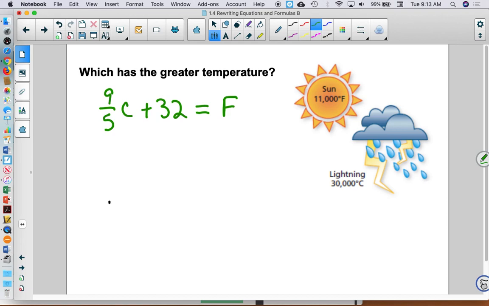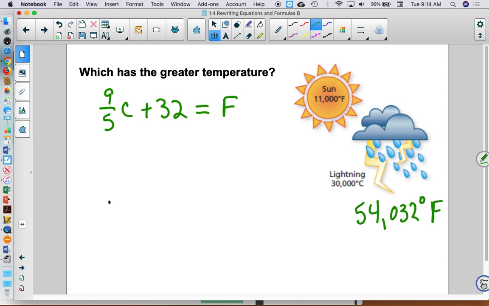Which temperature is greater? Is it the sun or is it lightning at 30 degrees Celsius? Is 11 degrees Fahrenheit the sun or is the lightning? Which one is hotter? That's really what it's wanting to know. How hot is the lightning, ladies and gentlemen, when you converted it? Somebody raise your hand for me. Landon. 54,032 degrees Fahrenheit.